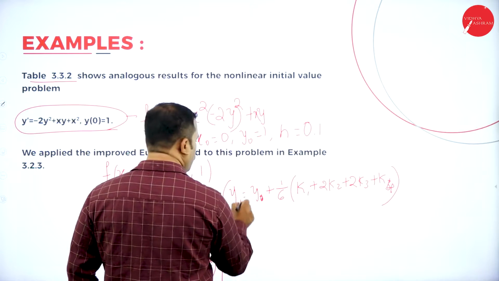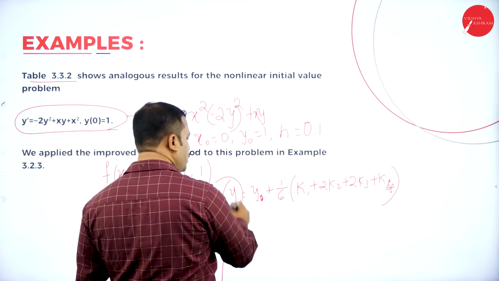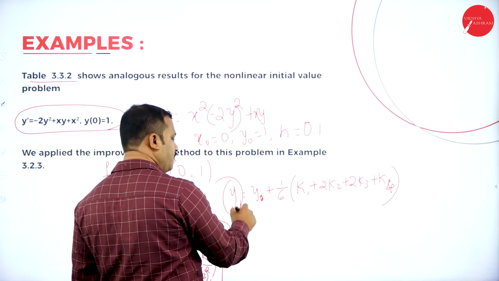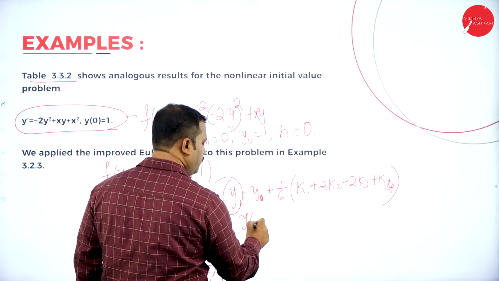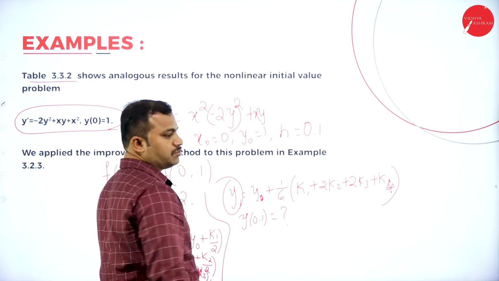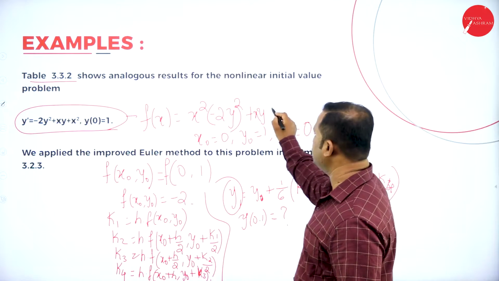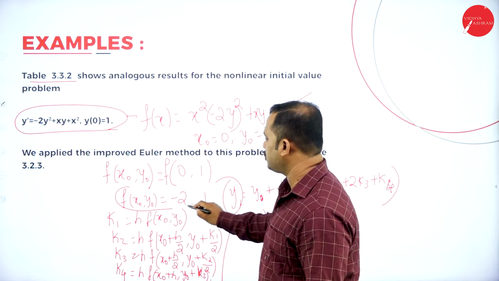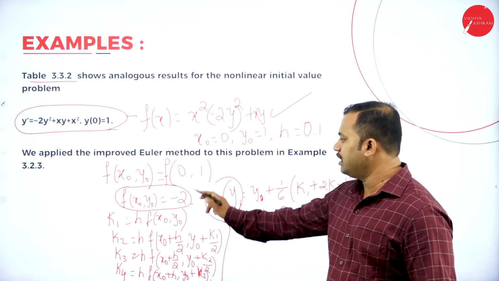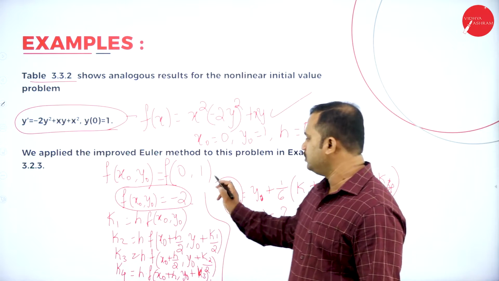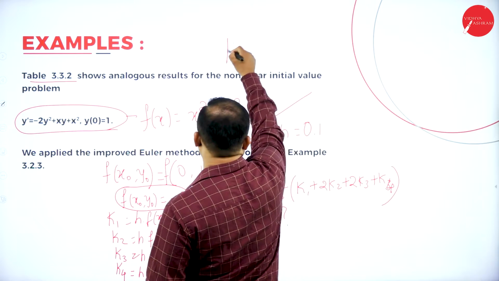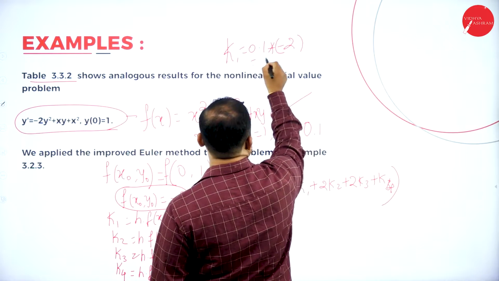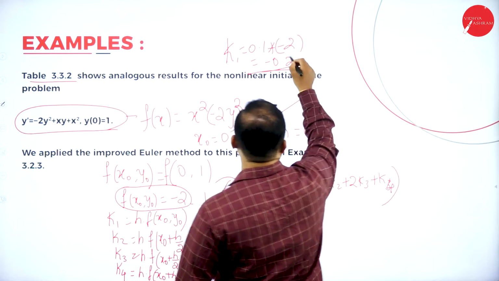This gives me the value of y1, that is y of 0.1. This is 0 plus 0.1, that is step size h, that gives me y of 0.1. What is that equal to? That is to be determined using this equation. What is the value of f of x0 comma y0? That is minus 2. Minus 2 into h, that is 0.1, so k1 is equal to 0.1 into minus 2. If I do this operation, I'll get minus 0.2, that is k1.